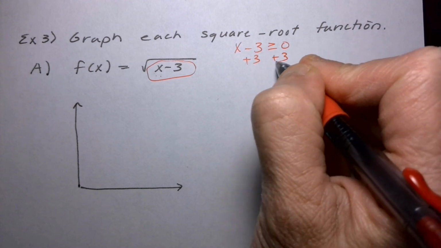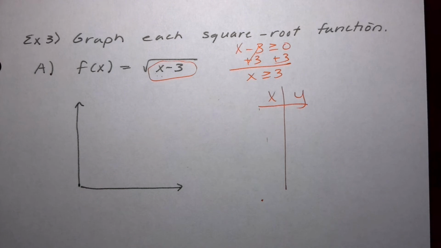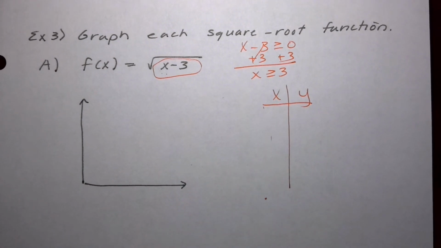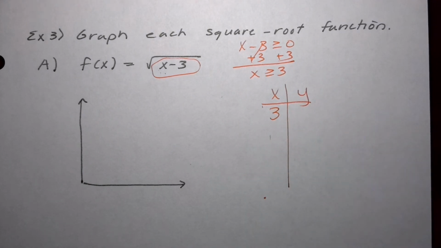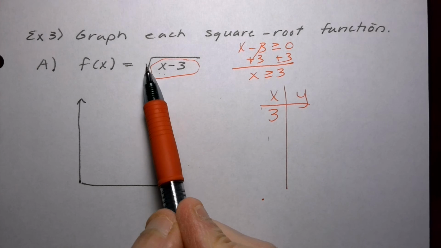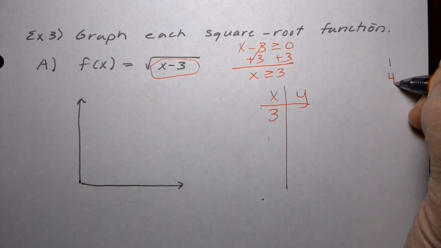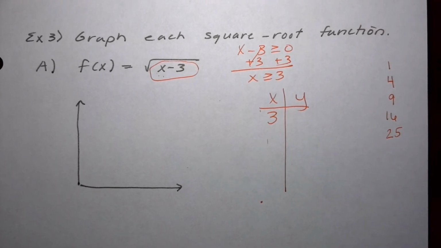So we're going to add 3 to both sides. Okay, so x is greater than or equal to 3. So I'm not going to want to pick values here like 2, 1, or 0, because those are not greater than or equal to 3. Okay, so I'm going to pick 3 for sure. And then I'm going to choose wisely here because I see it's a square root, and I know there are certain things that are perfect squares: 1, 4, 9, 16, 25. When I take the square root of any of those numbers, it comes out nice and even.